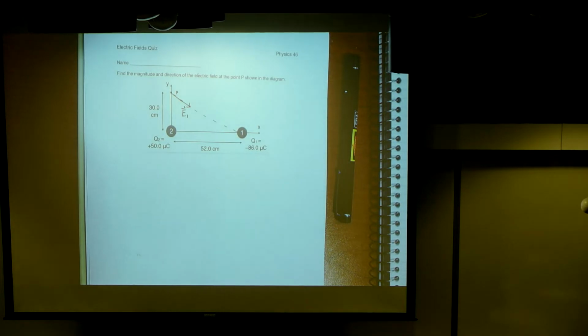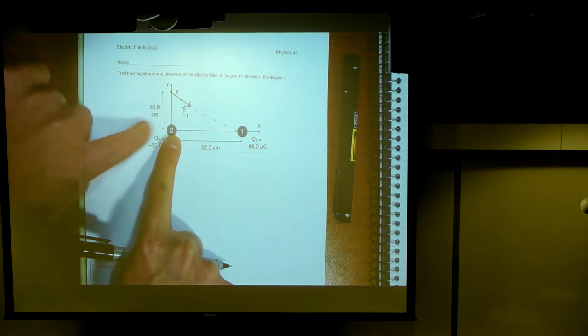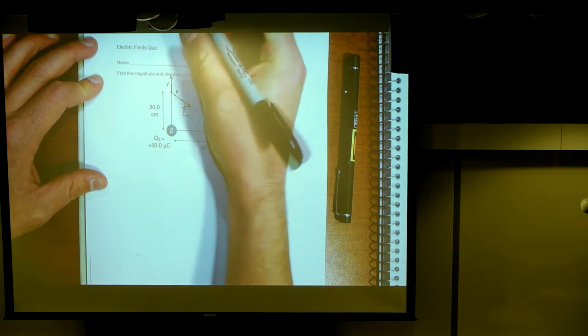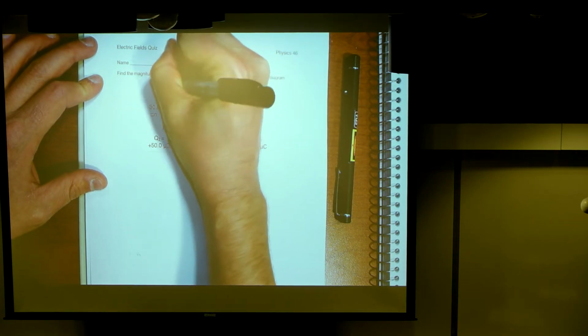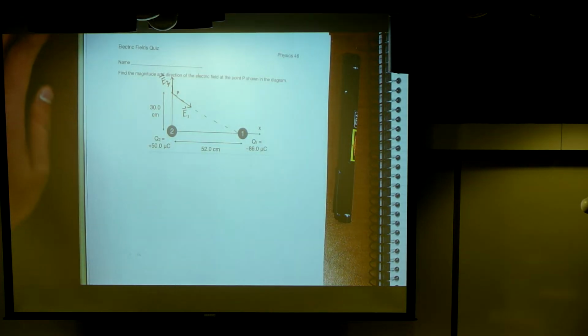What about for the second charge? It's a positive charge, so the electric field points away from it. That means if we're considering this point right above the charge, this electric field is pointing straight up. And that one will be labeled E2. Okay? So we've got E1 and we've got E2. E2, that one is simpler to deal with, right? Because it only has a Y component.